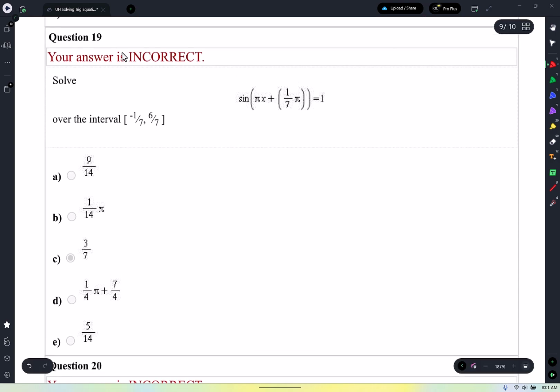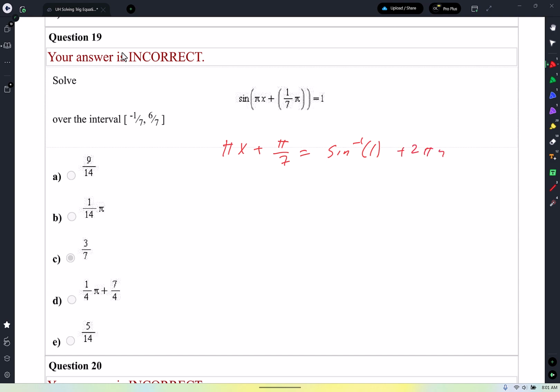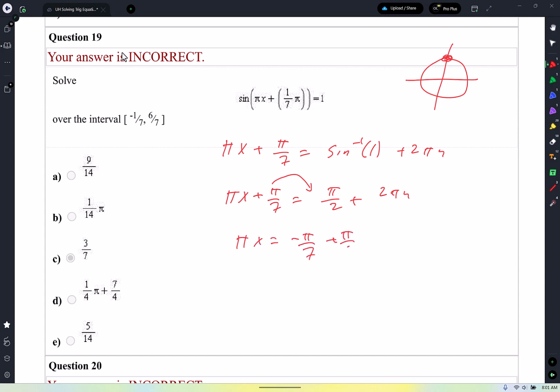Question 19, we got 2 left. Arc sine, pi x plus pi over 7 equals arc sine of 1 plus 2 pi n. I think they're being nice because there's only one location where sine is 1. It's up here at pi over 2. So pi x plus pi over 7 equals pi over 2 plus 2 pi n. I'm going to move the pi over 7 right there. So pi x equals negative pi over 7 plus pi over 2 plus 2 pi n.